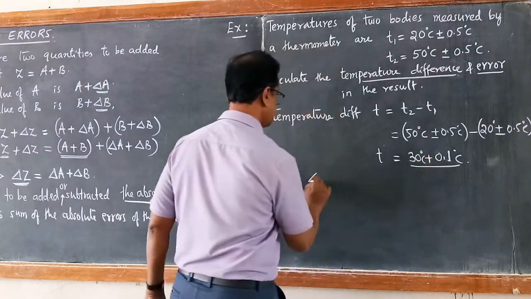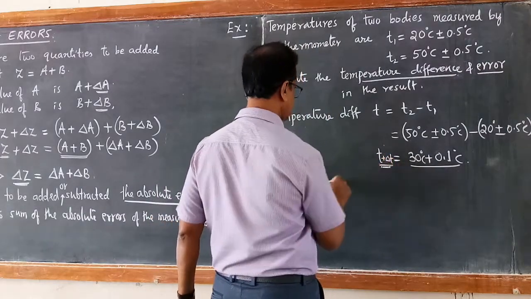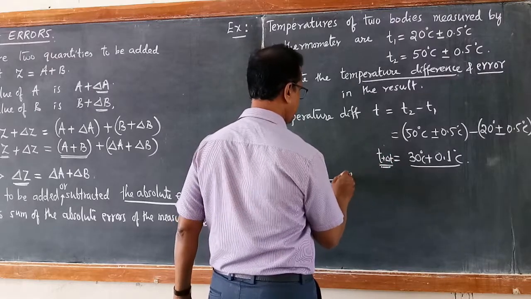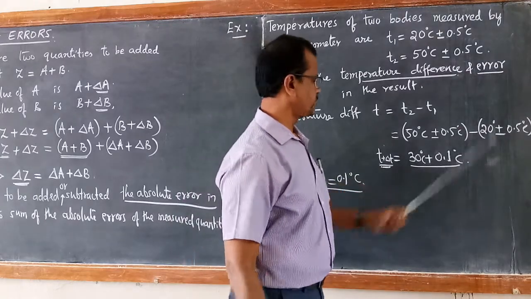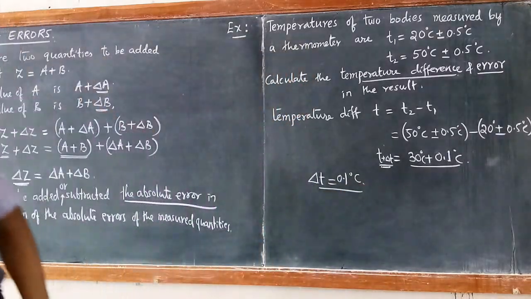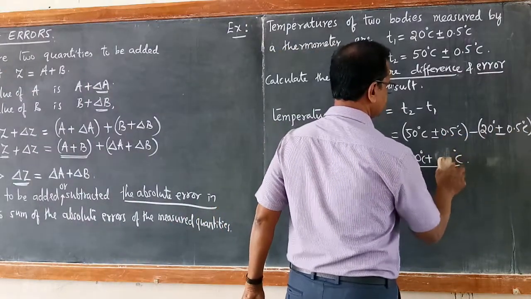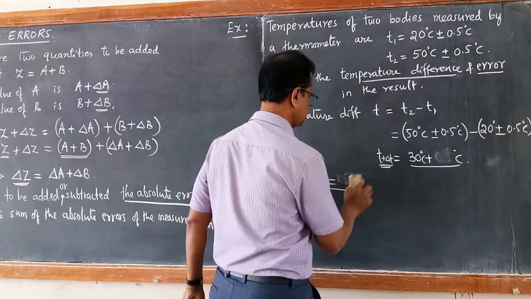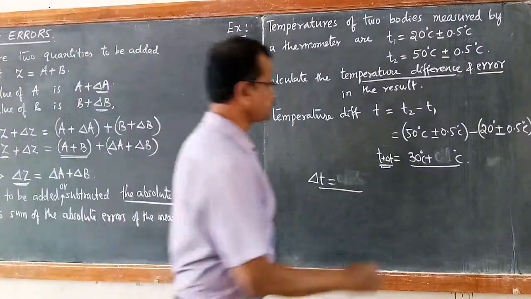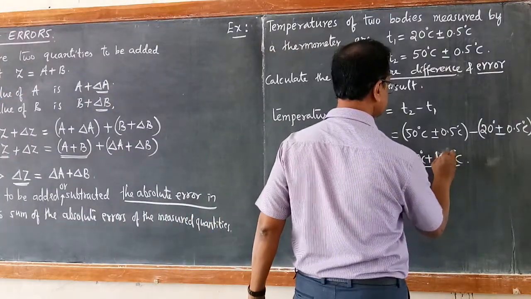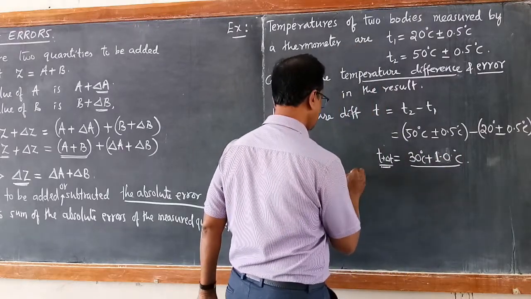Therefore, the absolute error in the result is delta T. You can write this as T plus delta T. So as a result, delta T is equal to 0.5 plus 0.5, which becomes 1.0. It's not 0.5. 0.5 plus 0.5 becomes 1.0 degrees Celsius. So there is a total absolute error of 1 degree Celsius.